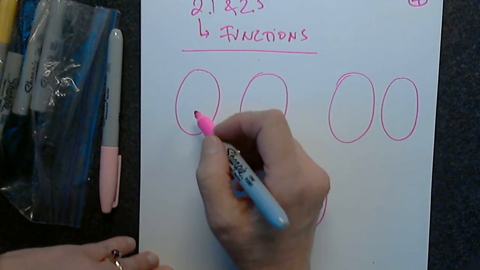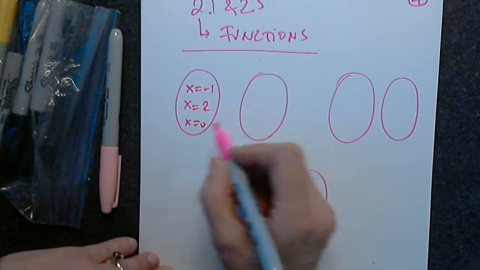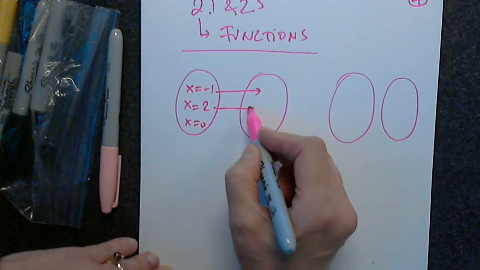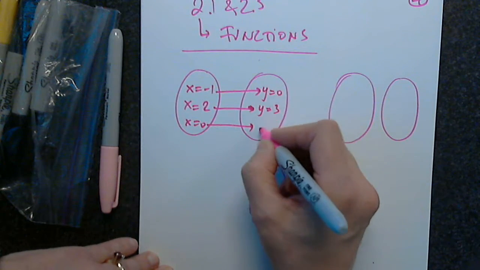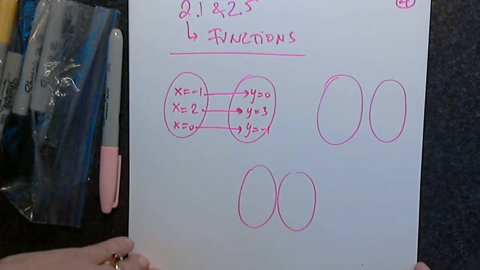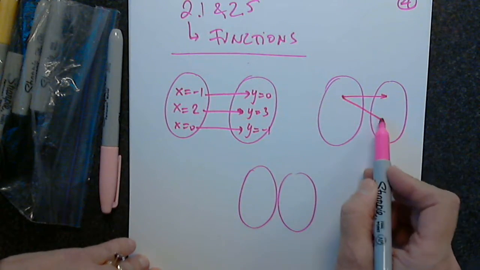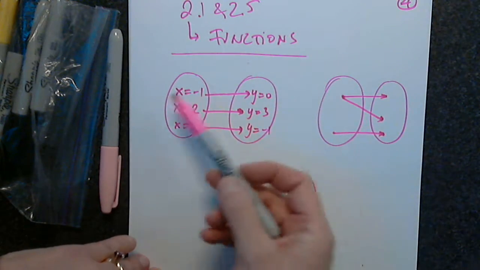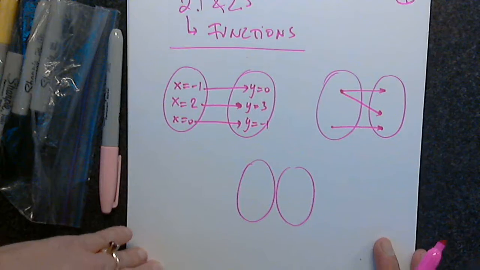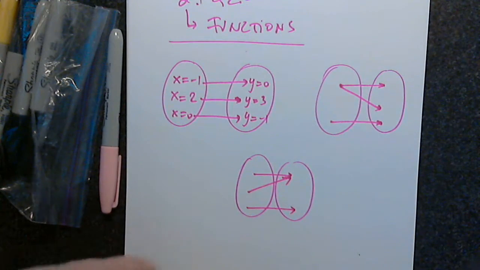And I'm going to pick some numbers in the first bubble. Let's say x equals -1, x equals 2, x equals 0. And I'm going to say they correspond to y equals 0, y equals 3, y equals -1. In the same way, I'm just going to point out different connections. Just imagine there are some numbers in there. And here's another situation. So 3 possibilities.